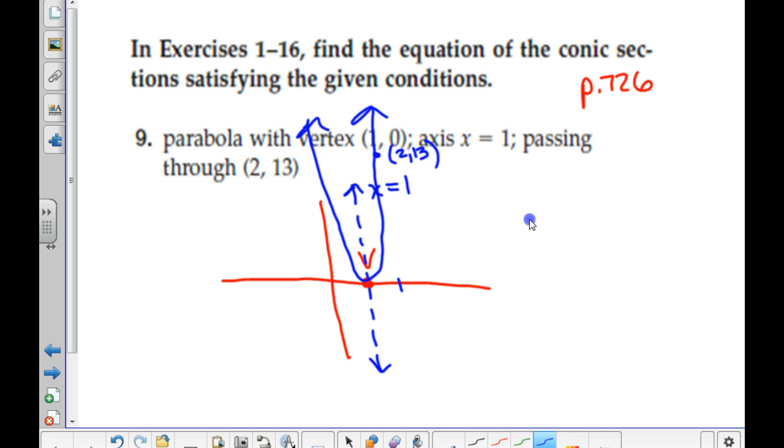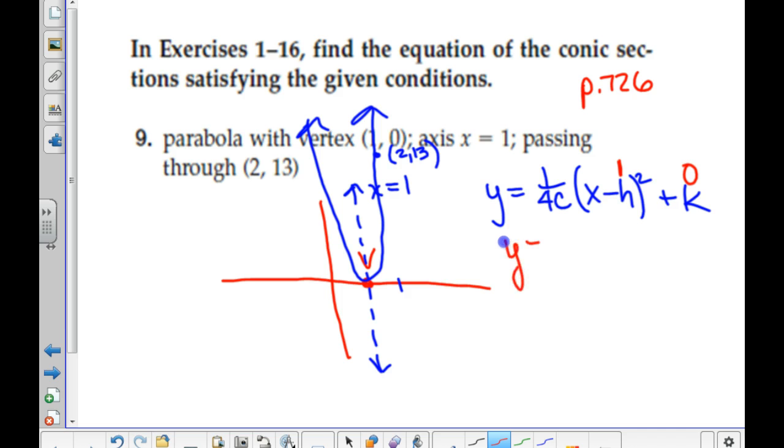All right, an up and down or vertical parabola on your orange sheet says y equals 1 over 4c times (x minus h) squared plus k. Is that right? Okay. The vertex is at 1, 0. So where can I put that in? All right, so now I have y equals 1 over 4c times (x minus 1) squared.